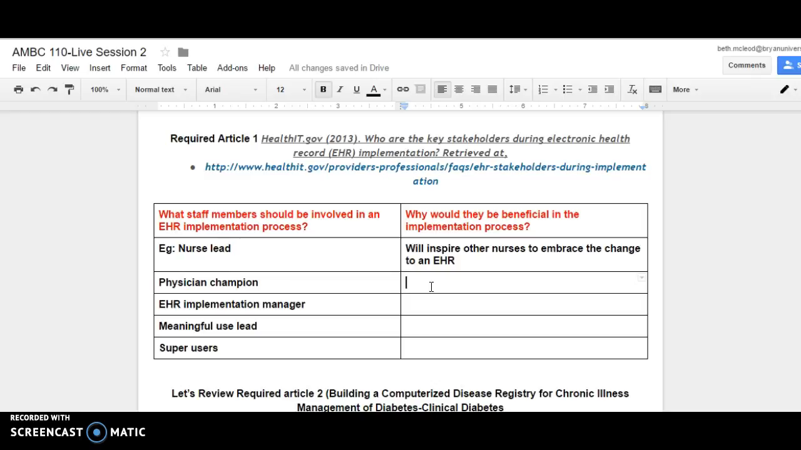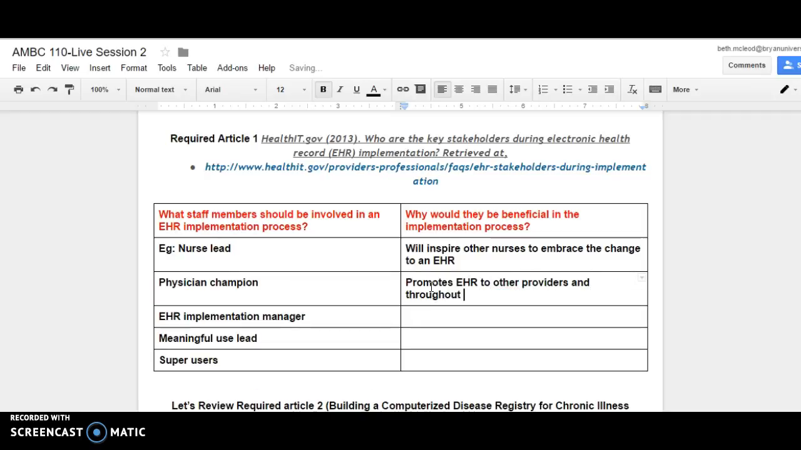Physician champions are extremely important. A lot of doctors or providers are slow to adopt an EHR. They don't really want any changes. A lot of them are wary of change, especially if they're used to doing things a certain way. So having a physician champion to promote the electronic health record transition lets other providers see that they're involved and hopefully get them to be involved as well. So that's really important to have a physician champion with the EHR implementation.